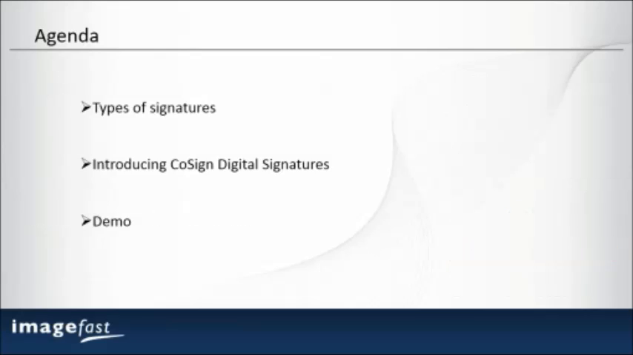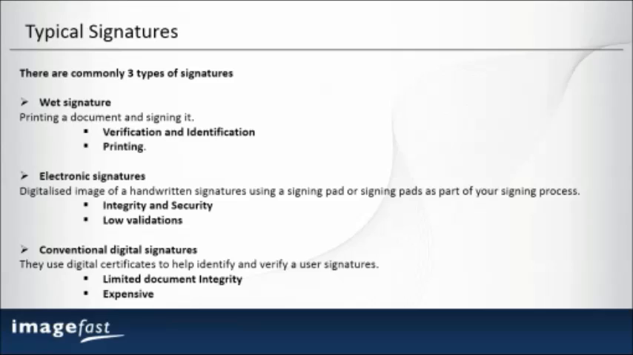If we kick things off by perhaps looking at our agenda, we're just going to have a quick level playing field of the types of digital signatures and the types of signatures available. So just to bring everybody up to speed on what we mean by signatures and what we mean by a digital signature. Then we're going to do a quick introduction to CoSign's approach to digital signatures and the CoSign platform, followed off by a short demo on how we can sign the document with a digital signature within SharePoint.